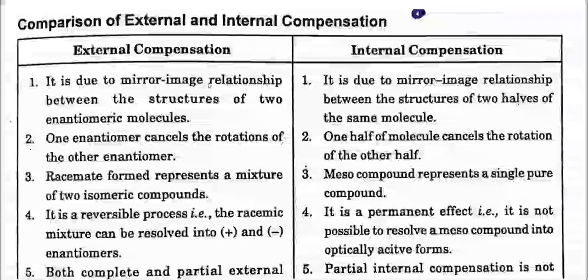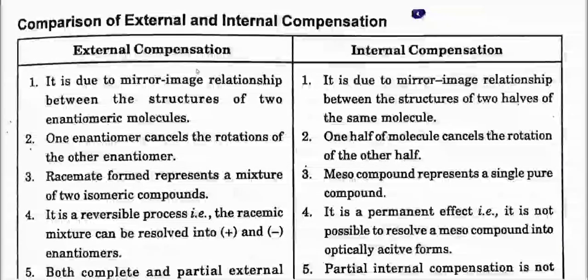Next, comparison of external and internal compensation. External compensation is due to the mirror image relationship between the structures of two enantiomeric molecules. Internal compensation is due to the mirror image relationship between the two halves of the same molecule. In external compensation, one enantiomer cancels the rotation of the other enantiomer, and in internal compensation, one half of the molecule cancels the rotation of the other half.